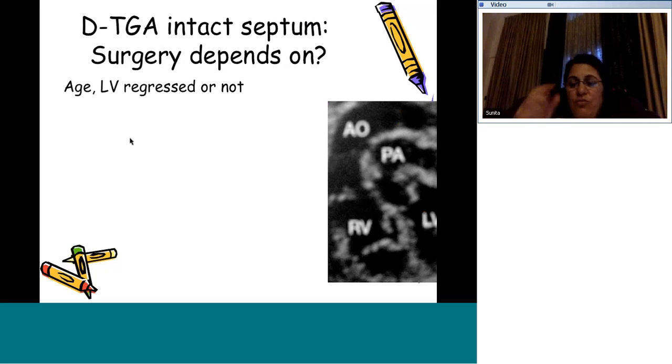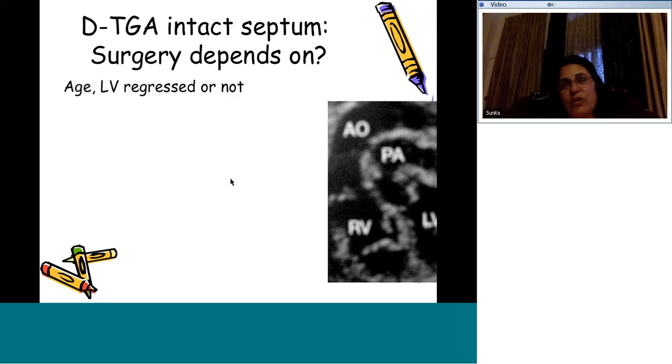So till what age would you, without thinking, go ahead and do, what is the operation for D-TGA intact septum? What is the surgery for D-TGA intact septum? So arterial switch, okay, so the ASO. So you're going to cut your aorta, cut your PA, put the aorta here, put the PA there, translocate the coronaries, right? So till what age? You will not ask if LV is regressed or not, and you will just do a switch.